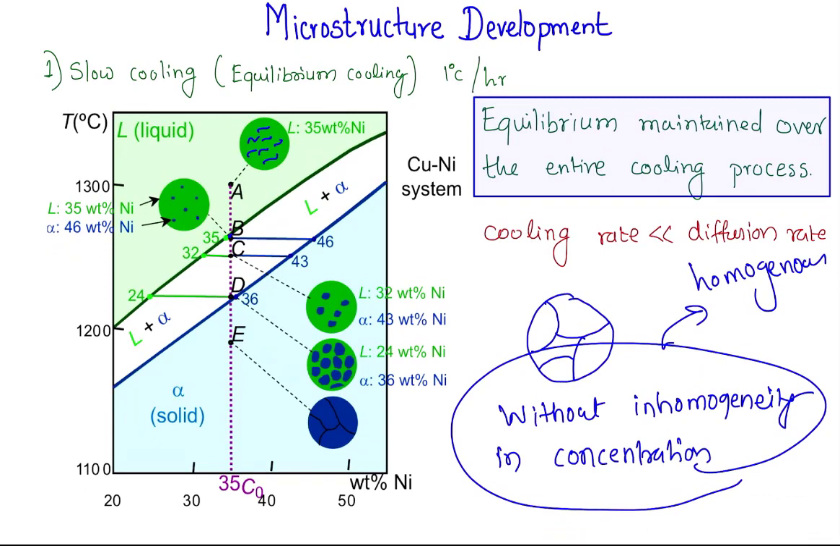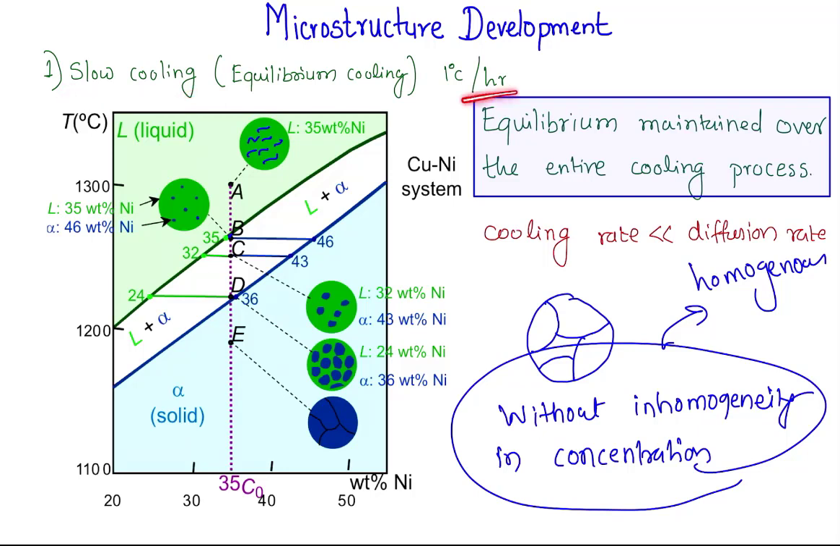So now if you have an alloy, and you are cooling the alloy from the liquid state to the solid state, so we are cooling the alloy from 1300 degrees Celsius to 1100 degrees Celsius. In this process, at 1300 it is in a liquid state, at 1100 it is in a solid state. So from liquid to solid, how will the microstructure change, that we will see now. There are two types here. One is called slow cooling.